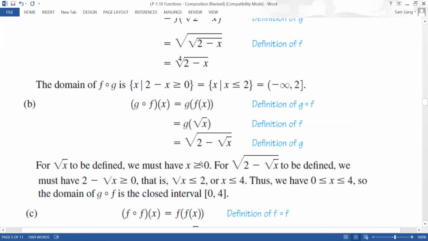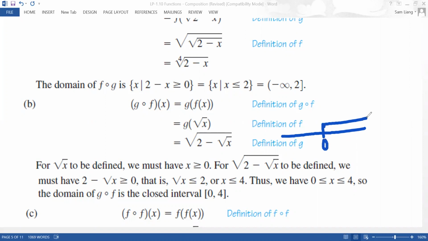So therefore, it's where these intersect. Let me draw the number line here. x is greater than or equal to 0, so that's this part here. And then the other part is x is less than or equal to 4, this part here. And it's where they intersect, so it's between 0 and 4 inclusive. That's this final answer right here, 0 and 4 inclusive. That's your domain for part B.